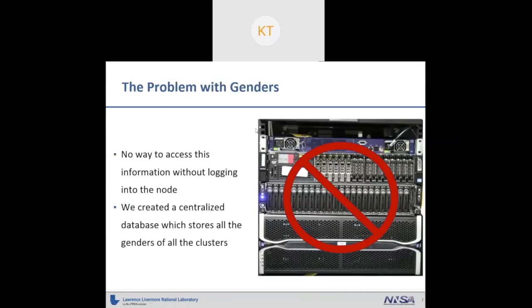There's only one problem with the system. The information that nodeattr yields can only be accessed locally. You have to log into the cluster which you want information about. You would not be able to get more global information, like how many management nodes exist on the entire system. In order to solve this problem, we created a centralized database which stores all the genders information for all the clusters on the system. This database can be accessed anywhere in the system.